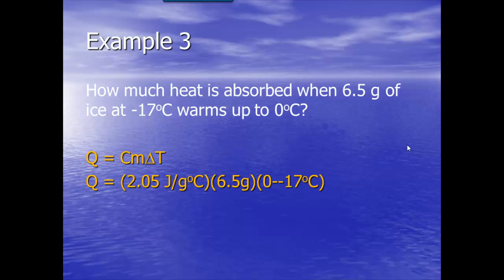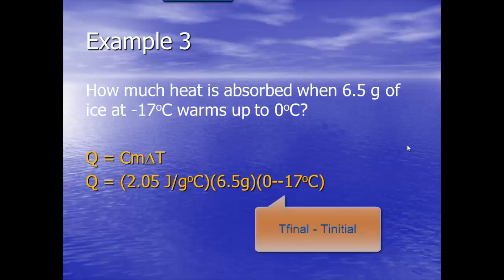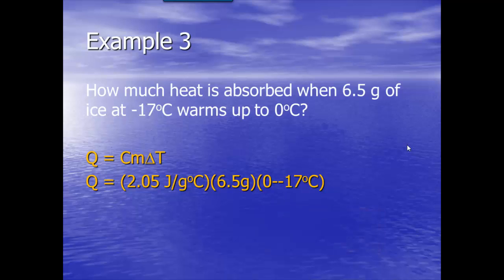The mass of the ice is 6.5 grams. And for delta T, remember delta is final minus initial. So I plugged in 0 minus negative 17 degrees Celsius. Let the units cancel out, grams with grams, and degrees Celsius with degrees Celsius. When you multiply all of that straight across, you're going to get an answer in joules, and that's going to be 227 joules. I did a little bit of rounding there, so your calculator will give you the decimal answer and you do the rounding.